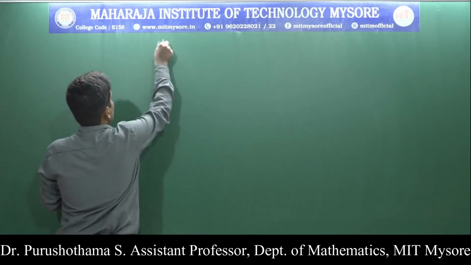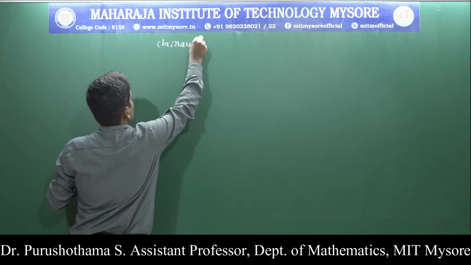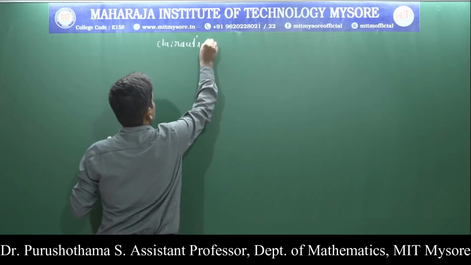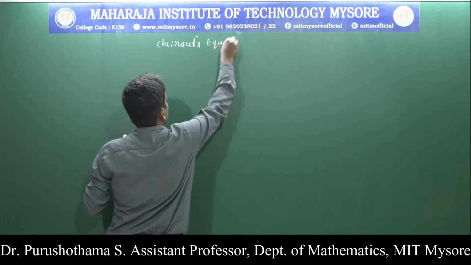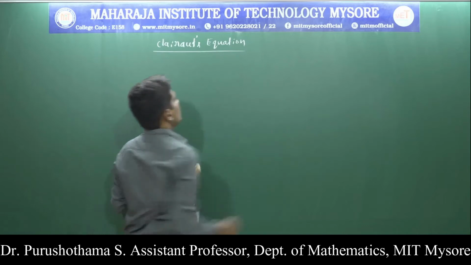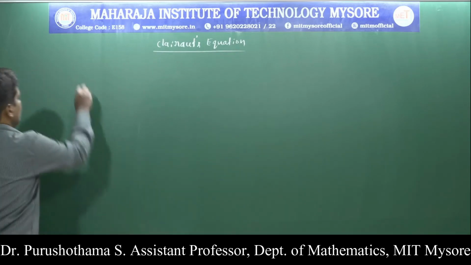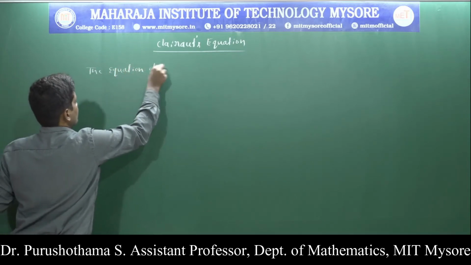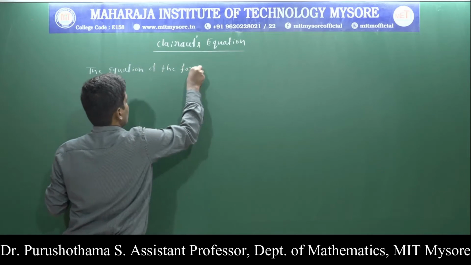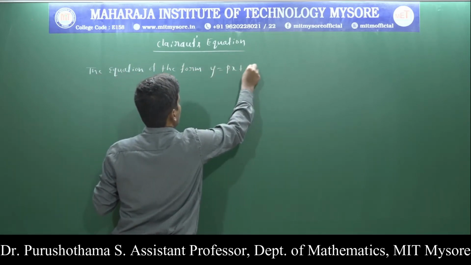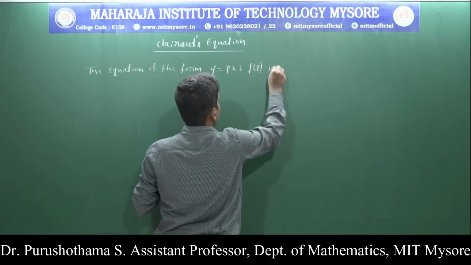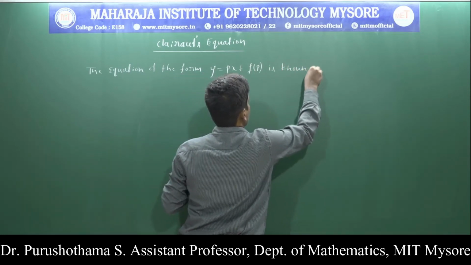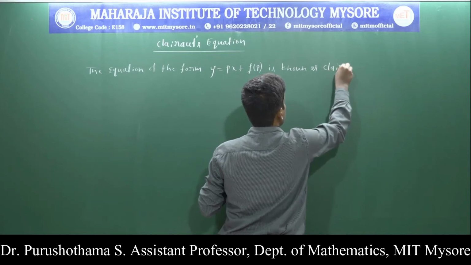Hello everyone. Today we are going to discuss Clairaut's equation. Clairaut's equation means the equation of the form y is equal to px plus f of p is known as Clairaut's equation.